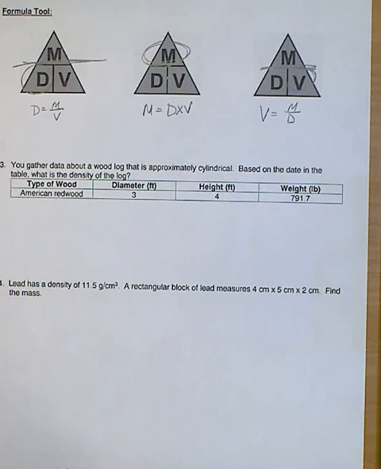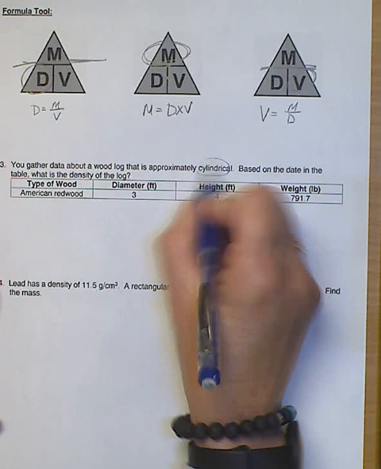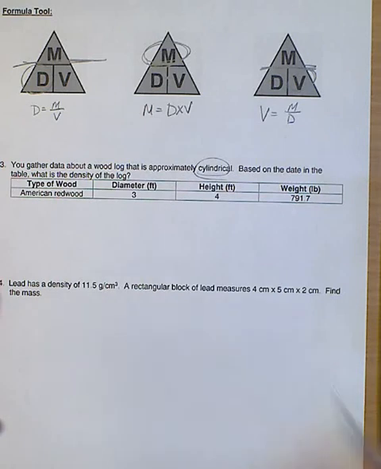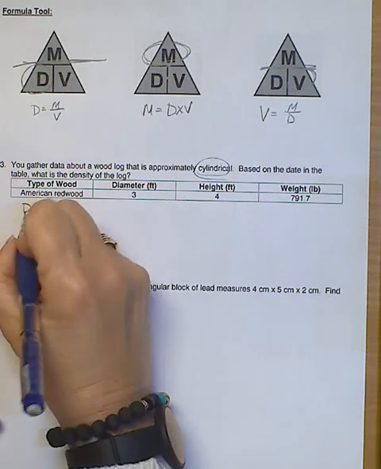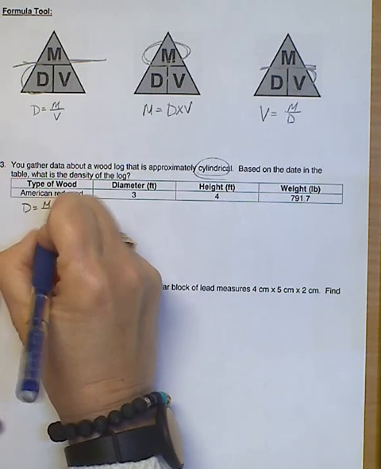Sometimes the data doesn't come in a standard sentence question. Sometimes it comes in a chart. You gathered data about a wood log that is approximately cylindrical, that's important to know. Based on the data in the table, what is the density of the log? So we know we want density. We know density is mass divided by volume. We know mass is a weight.